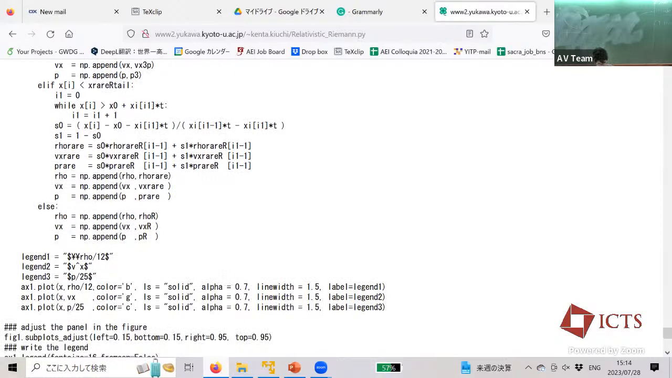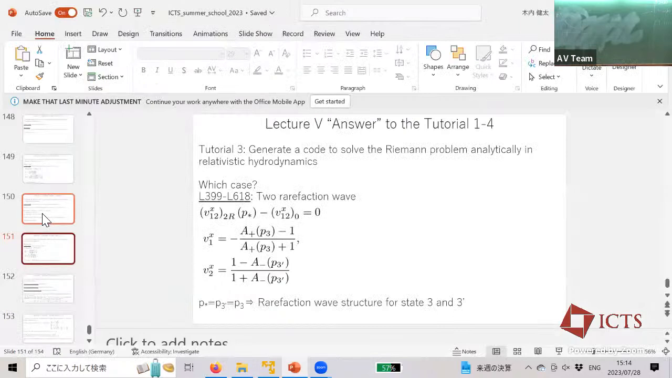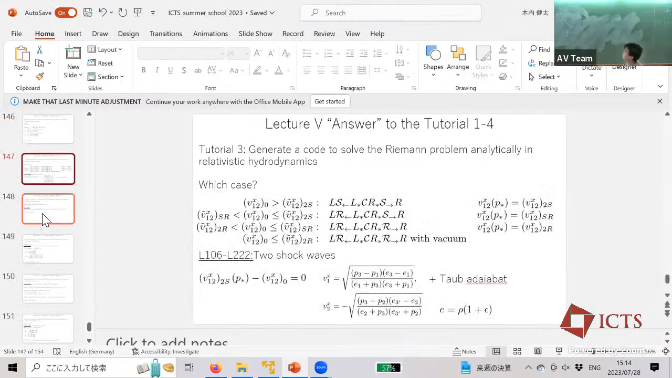But there is one possibility I ignored, namely the vacuum case. In this script, I didn't take into account the vacuum case. But if you're interested, you can extend this Python script to the vacuum case. Okay, this is a Python script for the relativistic Riemann solver.